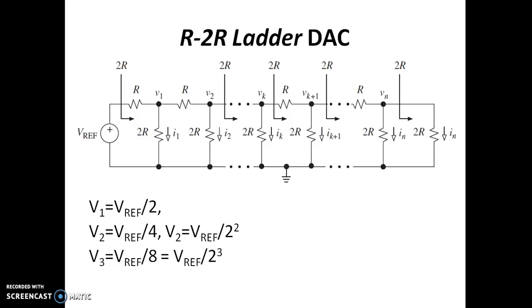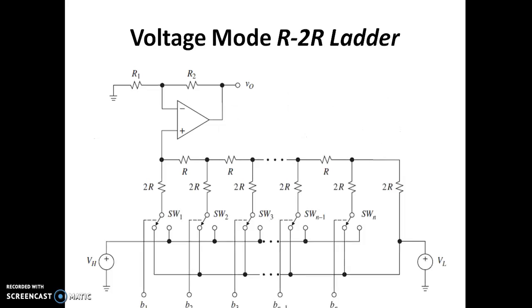With this concept we can actually move on to the actual R2R ladder. Using the R2R ladder, how do we realize a DAC network? So this is the actual R2R ladder network. You can see we have an op-amp used as a non-inverting amplifier with gain 1 plus R2 by R1. You can see this is the network we are looking into.